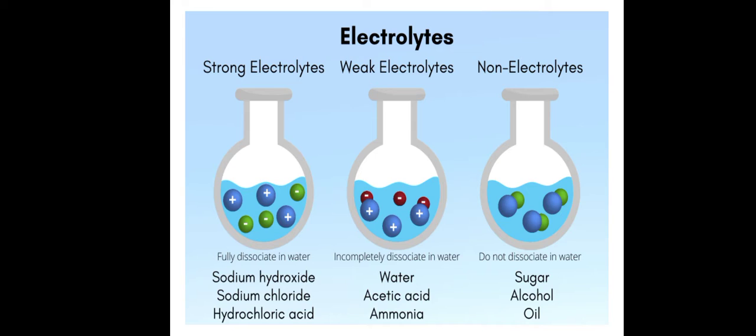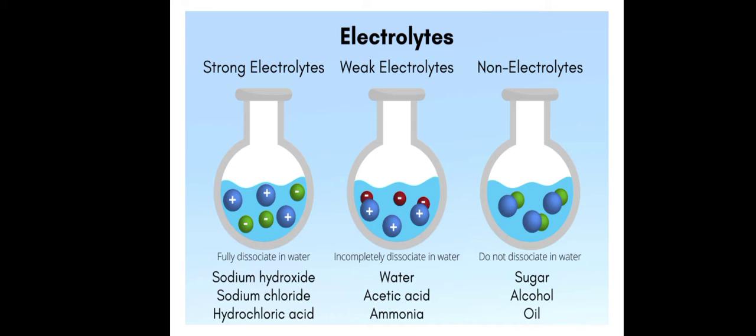Strong electrolyte mein kya kya examples ho sakte hai? Sodium hydroxide, sodium chloride, hydrochloric acid. Water is a weak electrolyte. And more examples of weak electrolytes are acetic acid, the formula is CH3COOH, and ammonia, the formula is NH3.